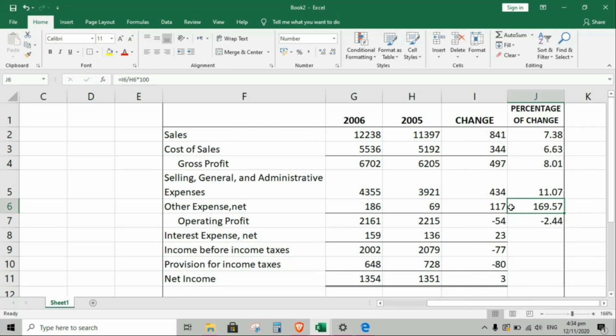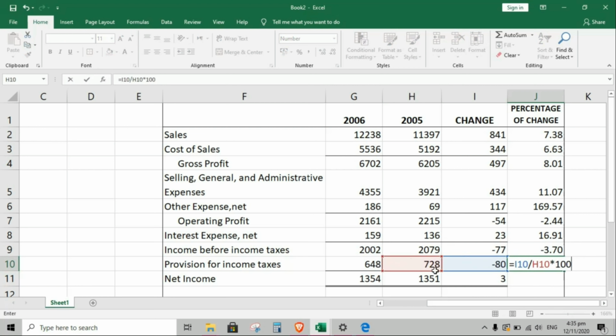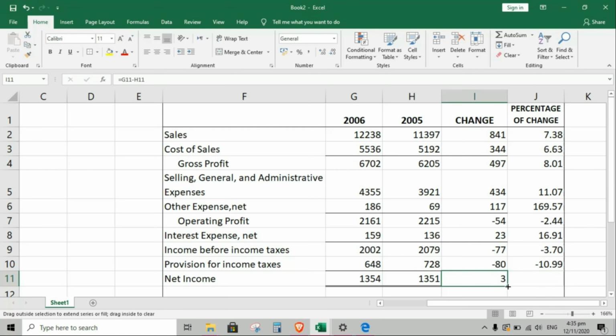Expenses. Imagine, umabot siya ng 169.57%. Magne-negative talaga siya. Pagdating sa operating profit, ma-apektuhan kaagad. Okay, next. Change divided by previous year times 100.